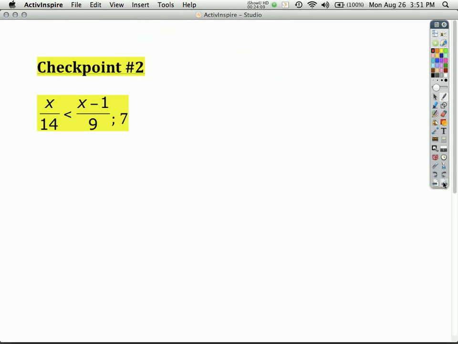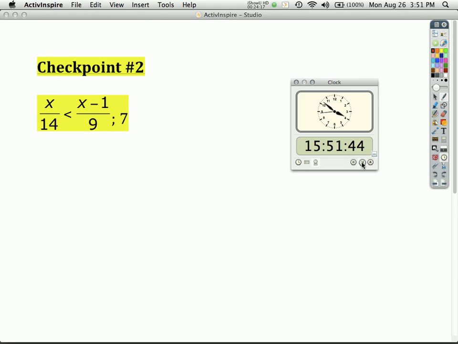So let's go to checkpoint number 2 and see if you can determine whether or not 7 is a solution to this inequality. And again, you got a minute and a half.